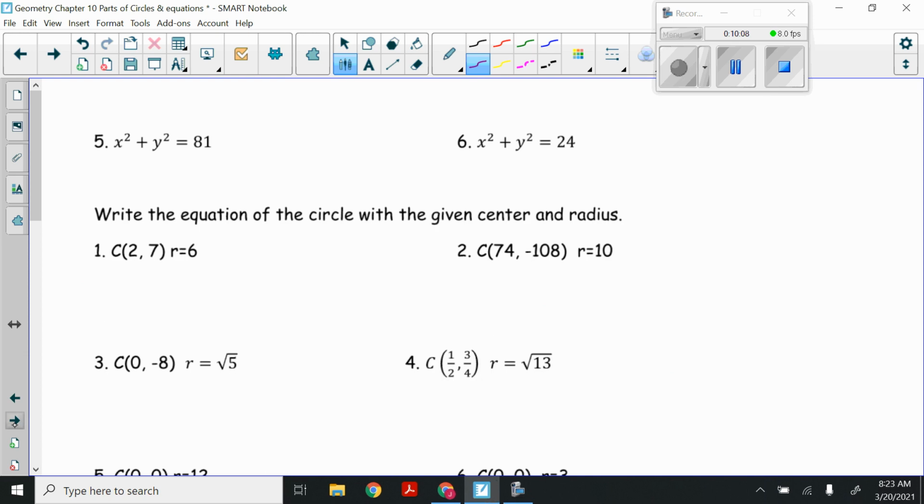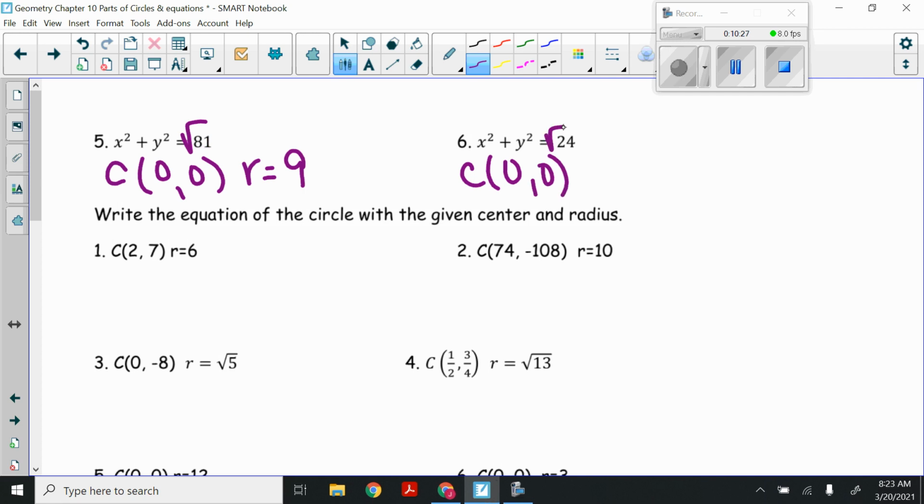Two more of those. Number 5, x squared plus y squared equals 81. I don't have any parentheses, so I know my center is at 0, 0. I take the square root of 81, so my radius is 9. Number 6, x squared plus y squared equals 24. Again, my center is at 0, 0.